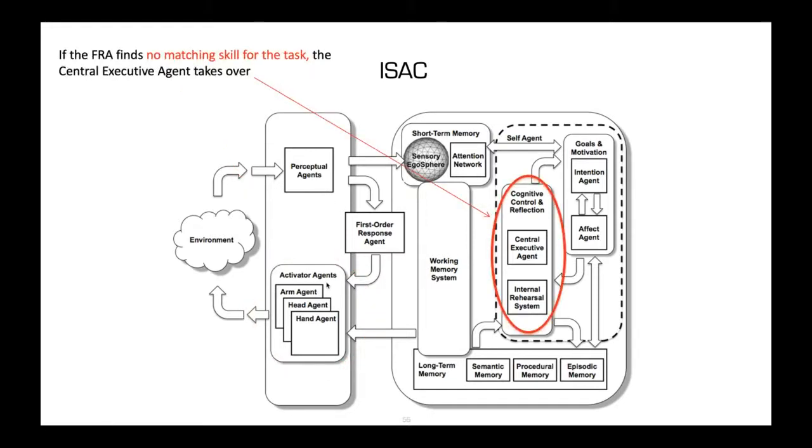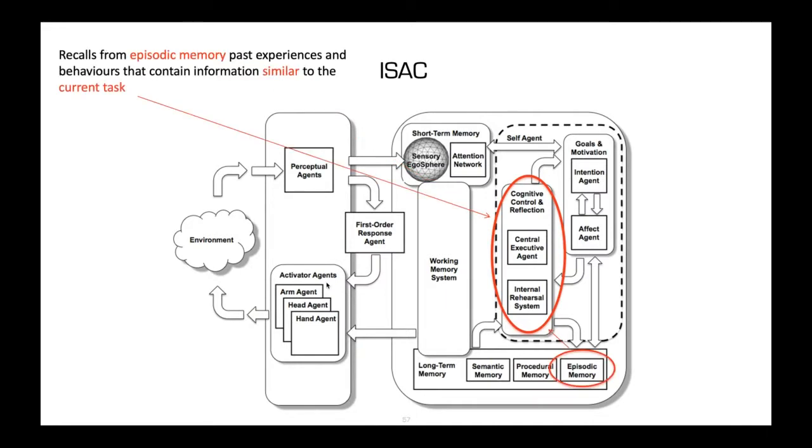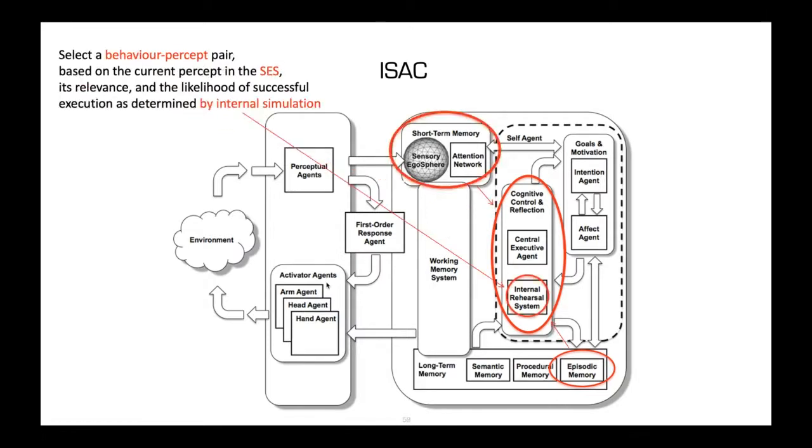If, on the other hand, there isn't a skill in the procedural memory which matches the current context, then the central executive takes over. And it goes to your episodic memory. Remember, that's your memory of your past experiences. And it sees, well, was there something I recall that is similar to this context?